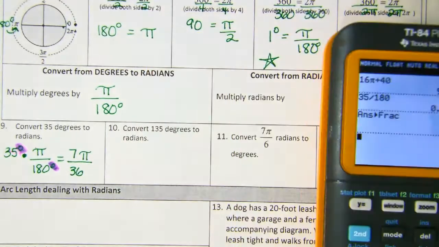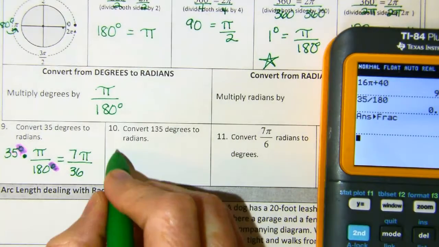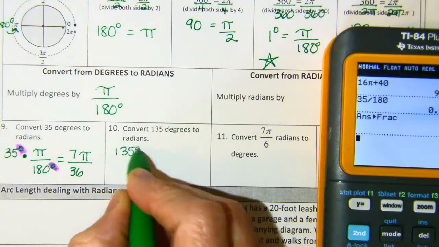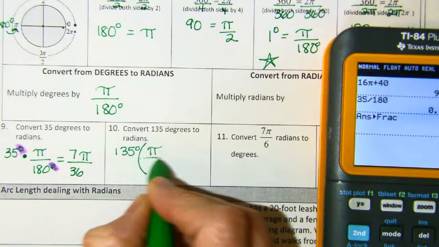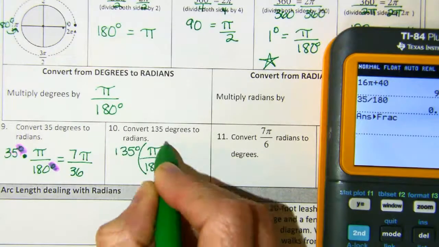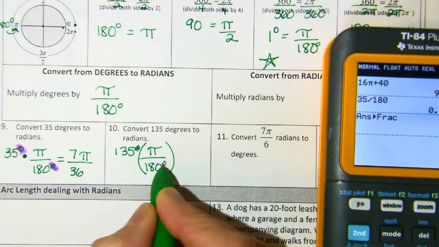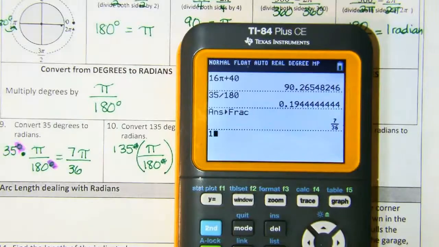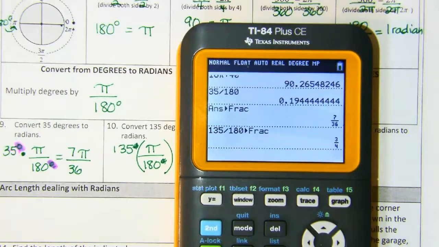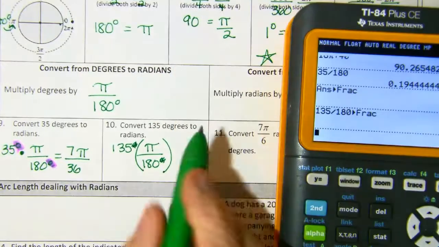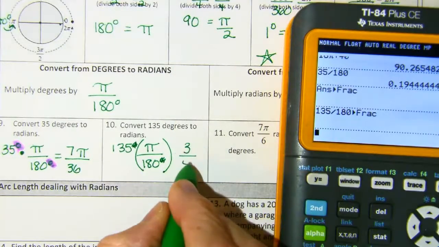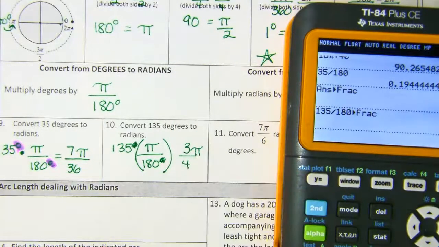So now looking at number 10, 135 degrees, I'm going to multiply by pi over 180 degrees. Remember, we want these degrees to cancel out. I'm going to use the calculator to help me reduce that fraction down. So that's 3/4. So this is going to be 3/4 with the pi here.